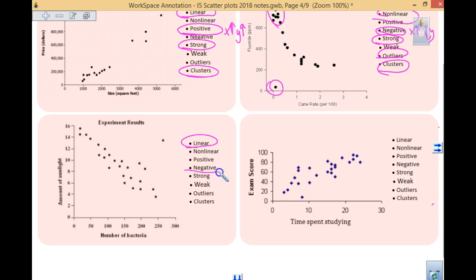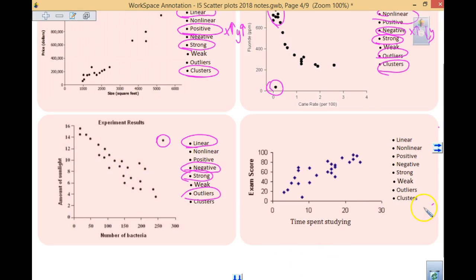Negative. Negative. Yeah. Strong. Pretty strong. Outlier. Definite outlier way up here. This one's kind of weird for the rest of the data. Not really a cluster though, right? I mean, it's kind of spread out. There's not like one set group. I mean, maybe kind of in here, but it kind of fits the data.